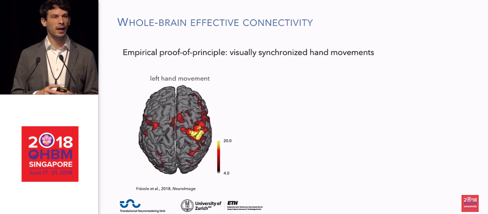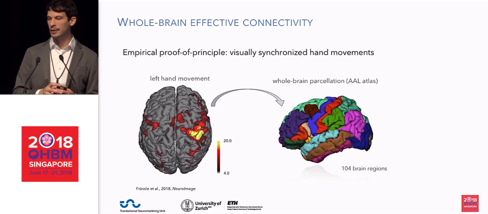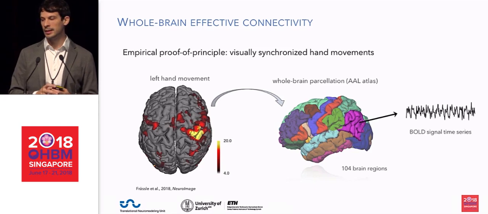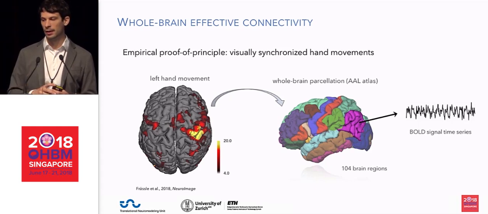So you find activation in the contralateral primary motor cortex, in the supplementary motor areas, and in the premotor cortex, as well as in the cerebellum. And we now use the automatic anatomical labeling atlas, the AAL, as a whole brain parcellation scheme to basically extract 104 time series that were representative of the task and the BOLD activation patterns associated with it.